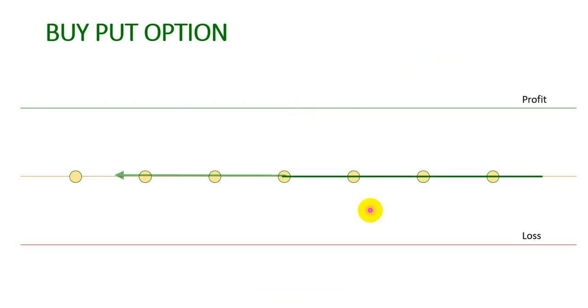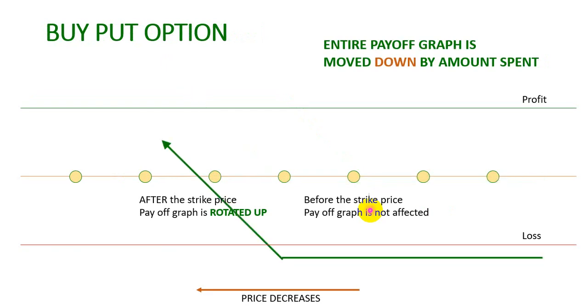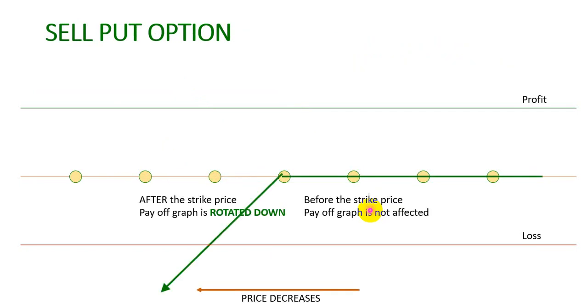Same for a put option. You have to rotate it up. But if it is a debit, it will pull down. Any debit transaction will pull down. Any credit transaction will pull up. So these 4 things only we are going to learn.